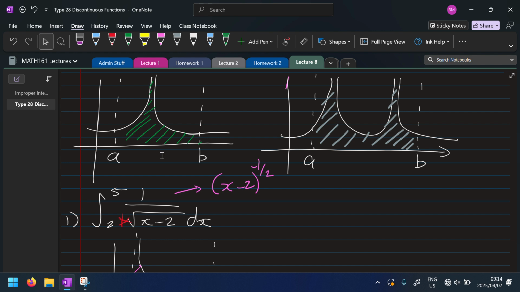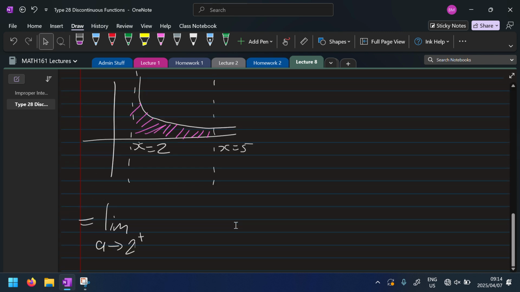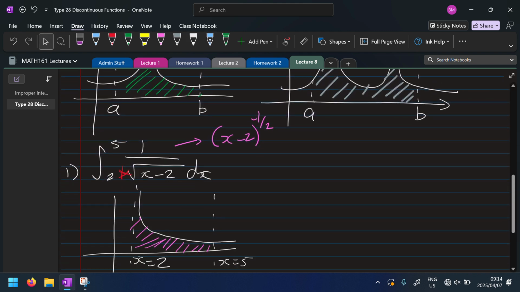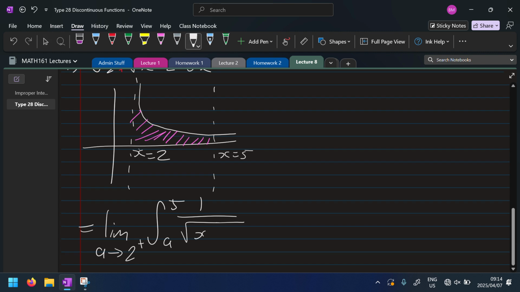If you forgot your left and right limits, again, please go over that. So a goes to 2 plus. This is going to be the integral from a to 5 of 1 over root x minus 2. Everything else stays the same.